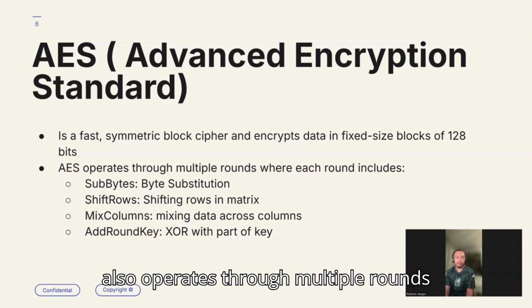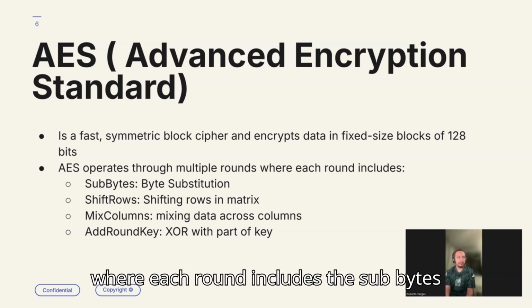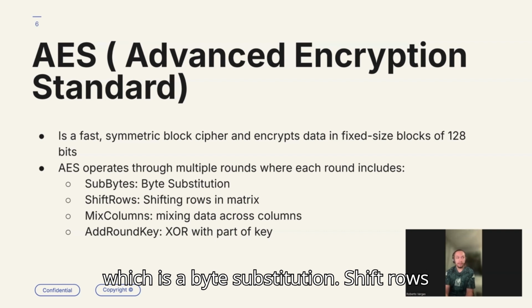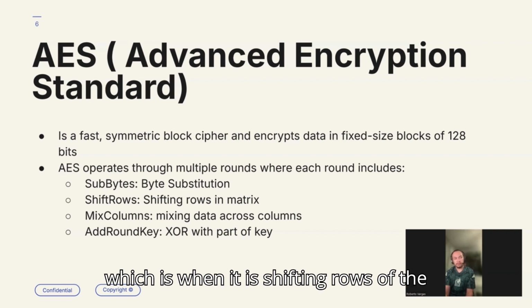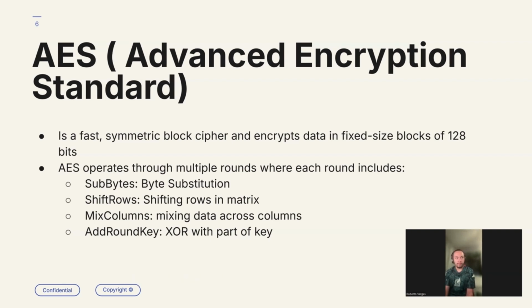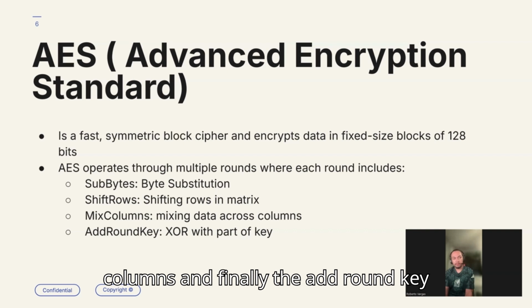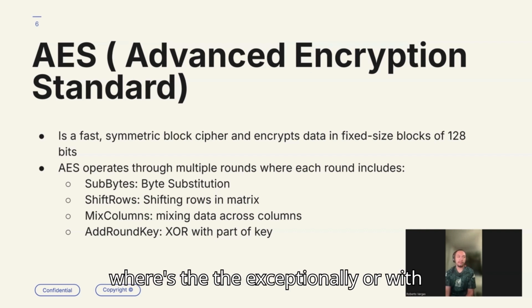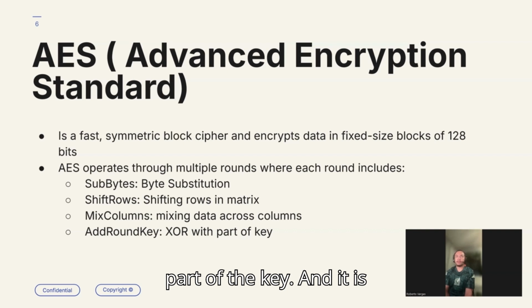AES also operates through multiple rounds, where each round includes SubBytes, which is a byte substitution; ShiftRows, which is shifting the rows of bytes in the matrix; MixColumns, which mixes data across the columns; and finally AddRoundKey, where the data is XORed with part of the key.